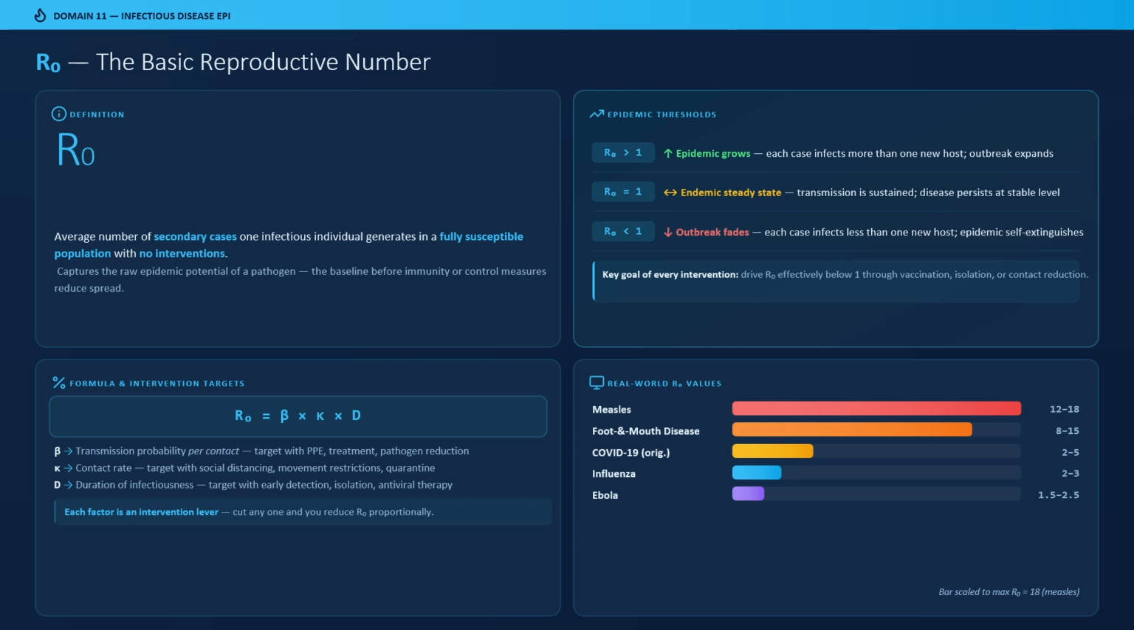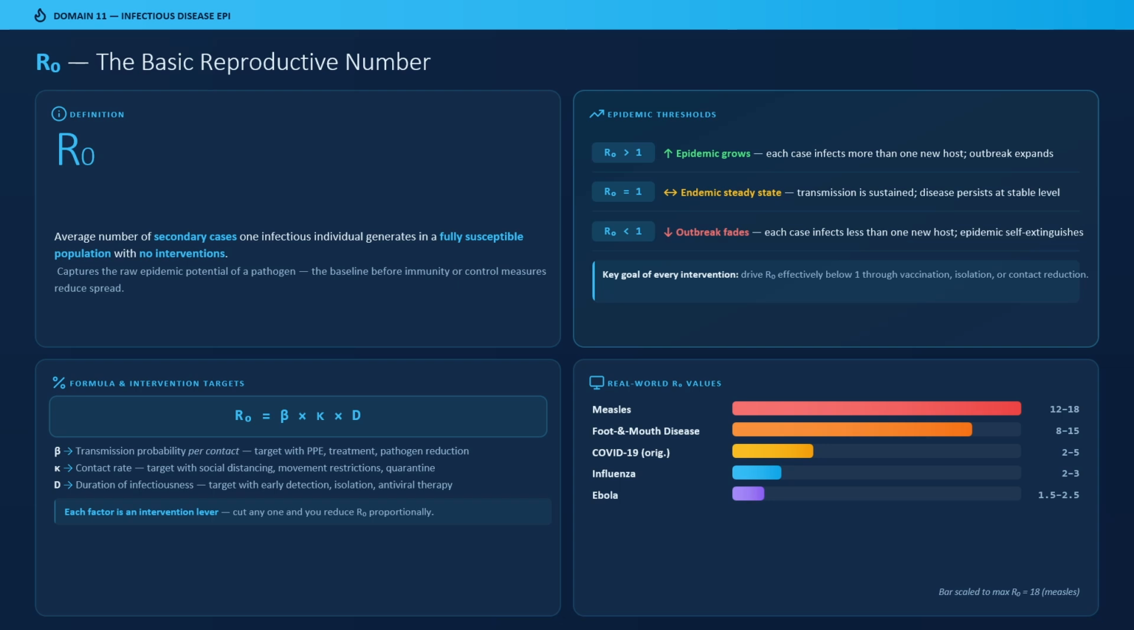Measles is 12 to 18, extraordinarily transmissible, and that's why measles is always the first disease to come roaring back when vaccination coverage slips. Foot and mouth disease, 8 to 15, which is why an FMD incursion triggers such an aggressive response. Original COVID-19, 2 to 5. Influenza, 2 to 3. Ebola, 1.5 to 2.5. Which surprises people because Ebola is terrifying, but it's not especially transmissible. Severity and transmissibility are completely different axes.